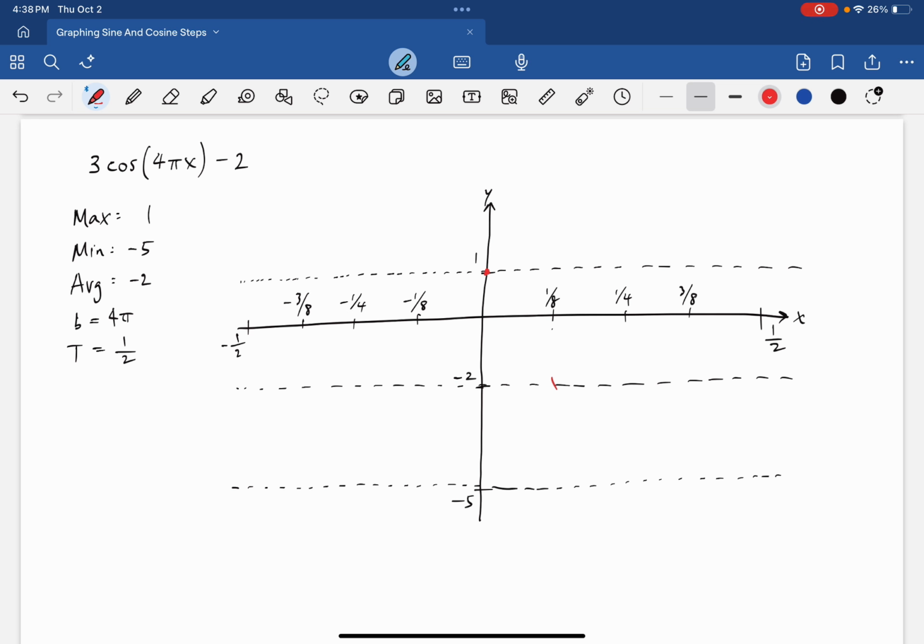And then I know based just on the sequence of how these things go every quarter period, I know that at 1/4 it's going to have a dip, and then at 3/8 it's going to be going upwards through the middle line, and then at 1/2 it's going to have a peak again. And then the reverse happens on the opposite side, an intersection of the midline at -1/8, dip at -1/4, intersection going that way at -3/8, and a peak at -1/2. And so connecting all these dots, I get this graph here.